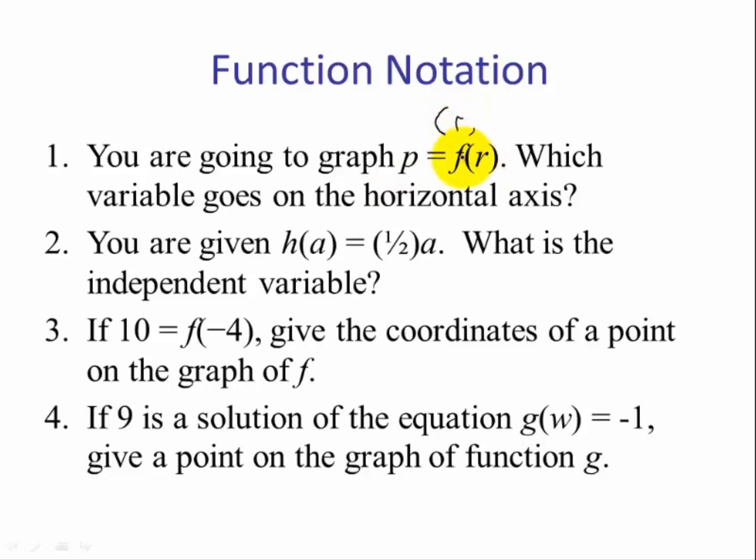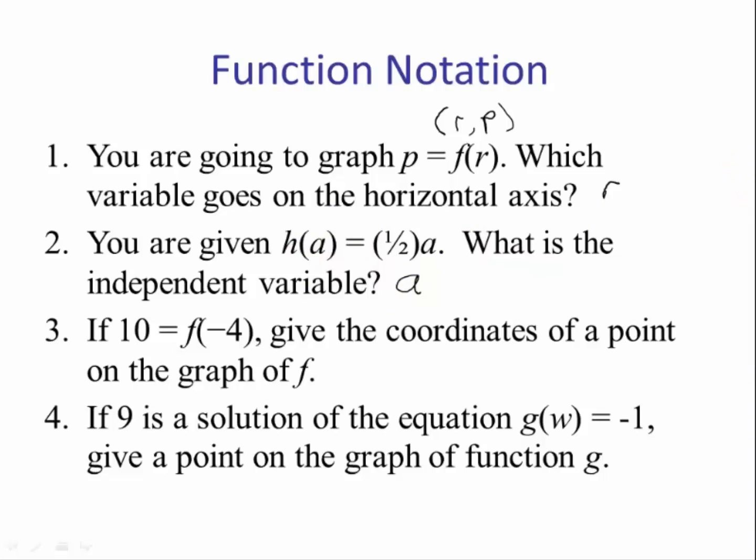Think about this as an ordered pair. It would be (r, p), where r is the independent variable, the input. The horizontal axis is the input axis. The variable r is the answer to this question. Number 2, you are given that h of a is equal to 1/2 times a. What is the independent variable? The independent variable would be variable a.